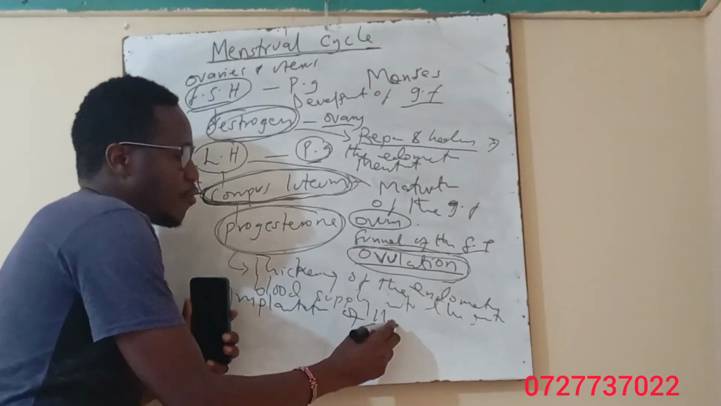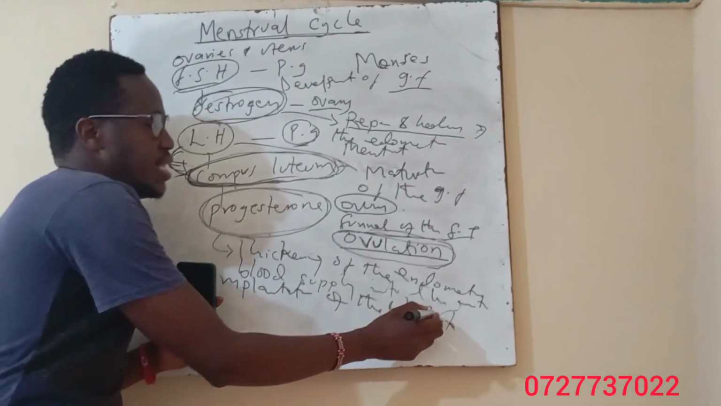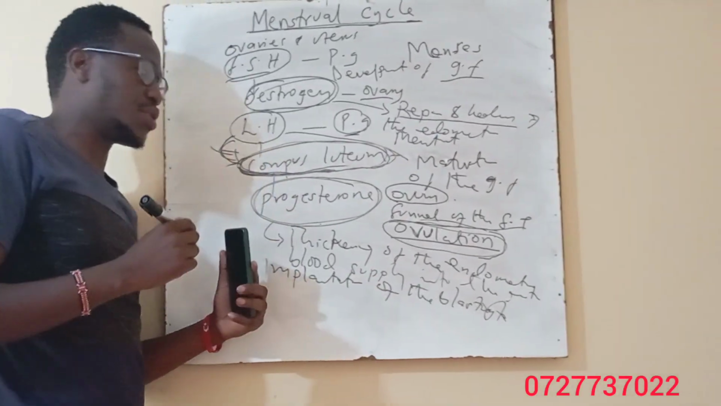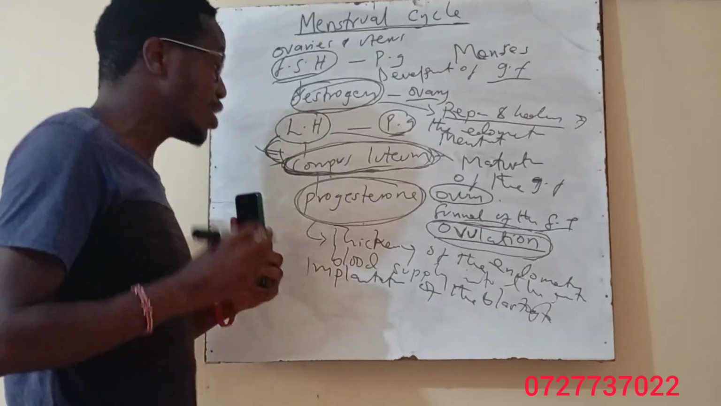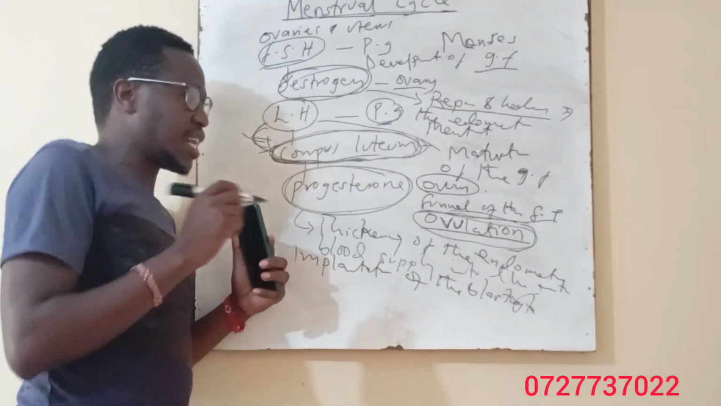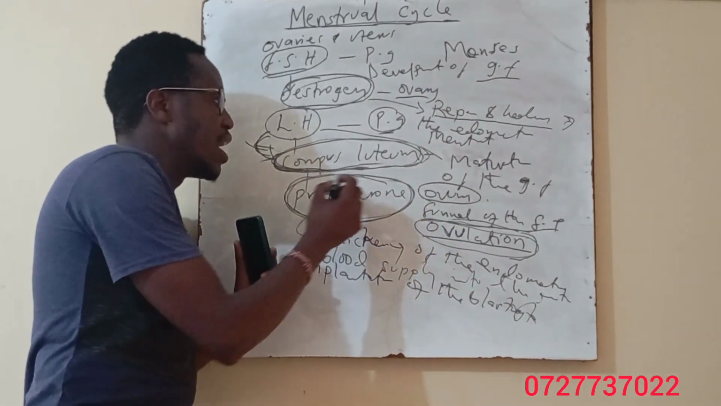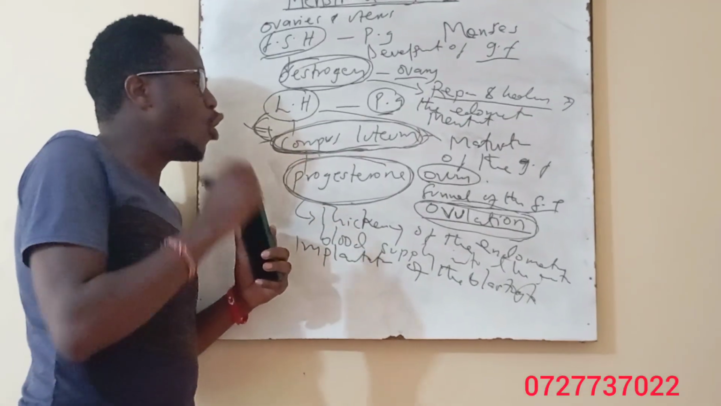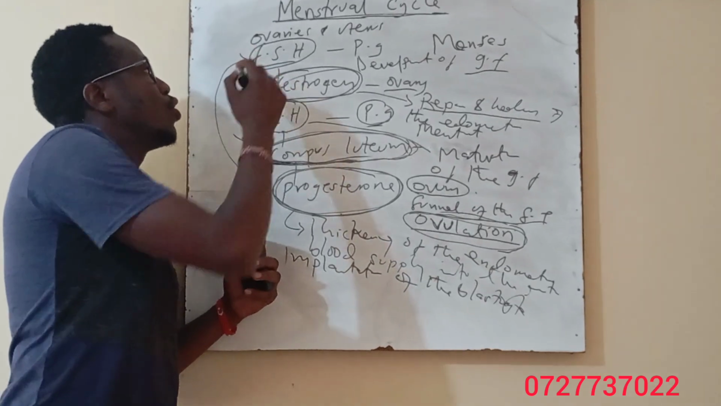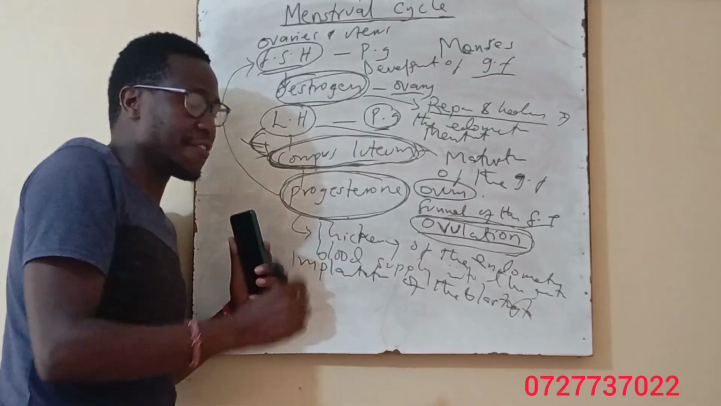Implantation of the blastocyst. This prepares implantation of the blastocyst. If fertilization takes place, the level of progesterone increases, and this inhibits the follicle stimulating hormone from causing the development of another Graafian follicle.